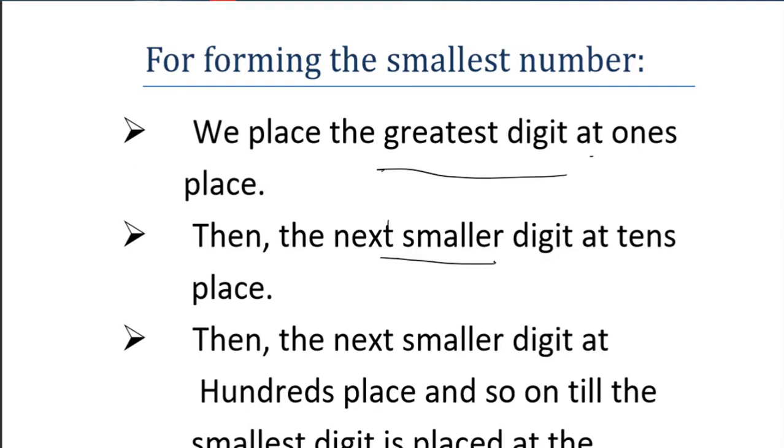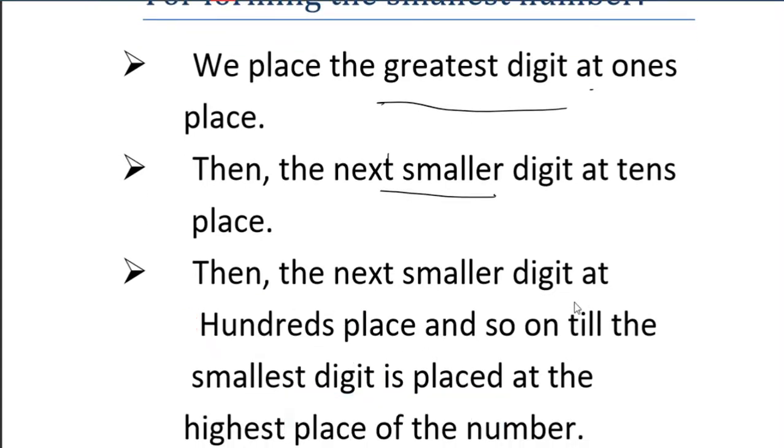Then move to the tens place. In tens place you have to write the next smaller digit. Then move to the hundreds place. In hundreds place you have to write the next smaller digit. Like this, you have to write till the smallest digit.